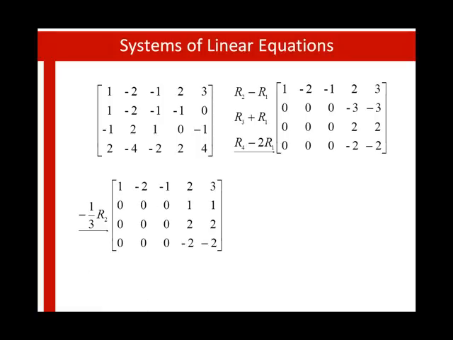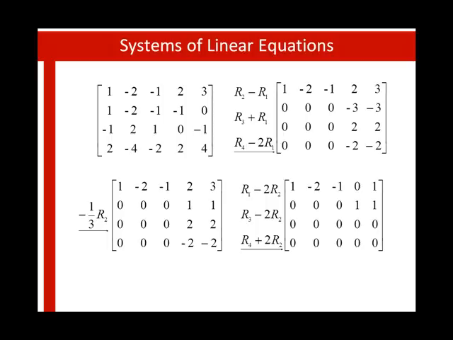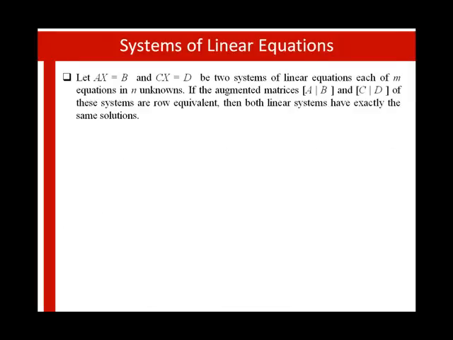Then we divide the second row by minus 1 over 3, as can be seen in the obtained matrix. Then we do row 1 minus 2 row 2, place it in row 1. Row 3 minus 2 row 2, place it in row 3. Row 4 plus 2 row 2 and place it in row 4. This will ensure that the elements below the 1 in the second row are changed to 0. And this will produce an equivalent matrix.